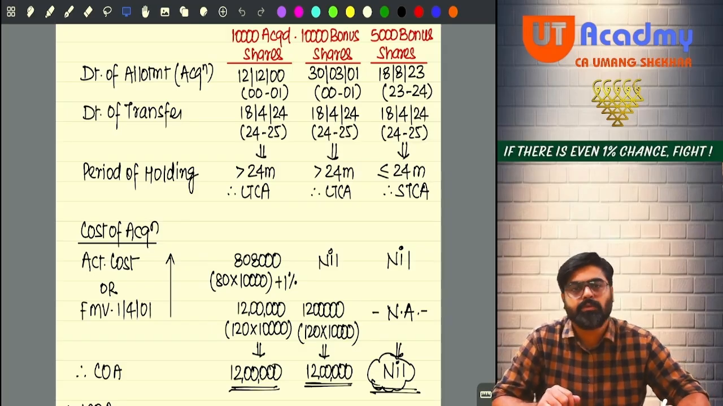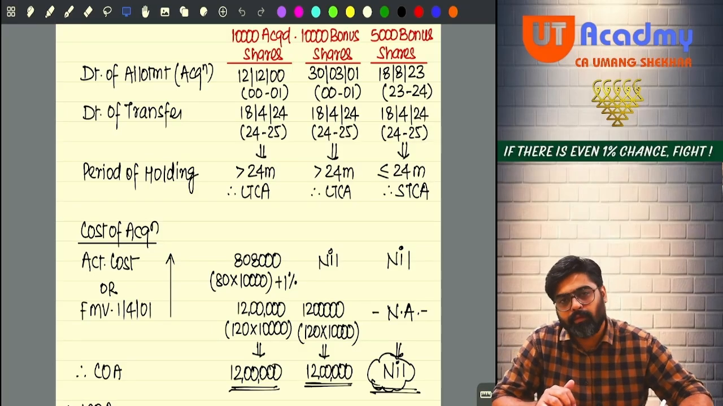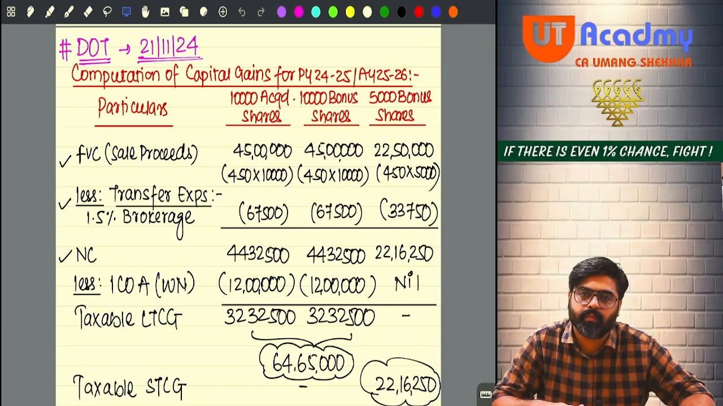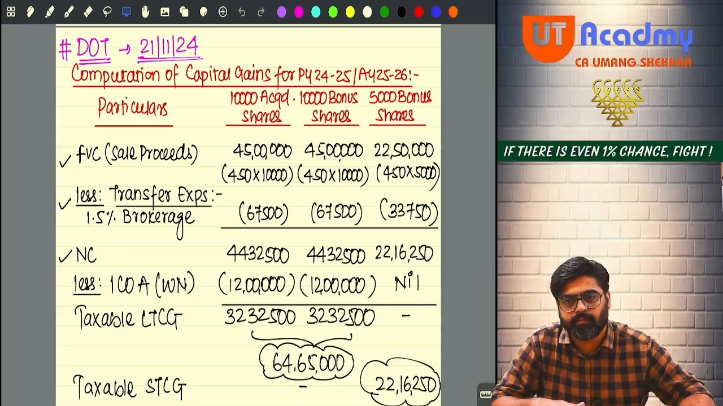Done. Now give the next heading. If all the above shares are sold on 21st November 2024, then capital gains will be computed in the following manner. Pay attention now.